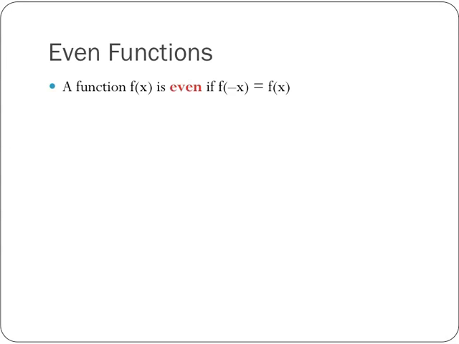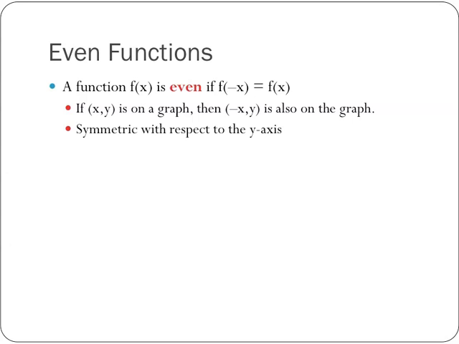x. What that means is whatever y value you get when you plug in the opposite of x is the same as the y value you get when you plug in x. So another way to see this is if x comma y is on a graph, then negative x comma y will also be on the graph. Now in terms of symmetry, what that means is that our graph will be symmetric with respect to the y-axis.